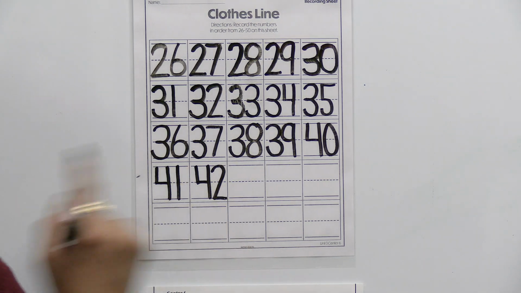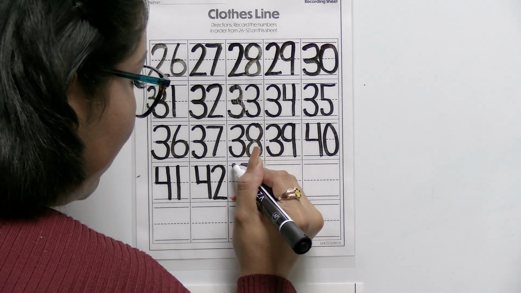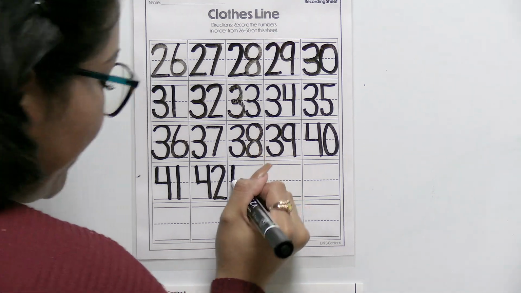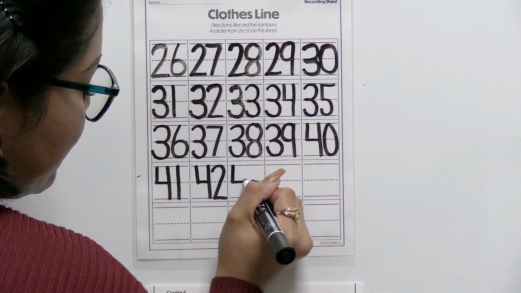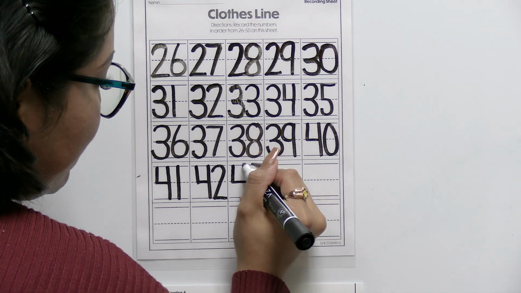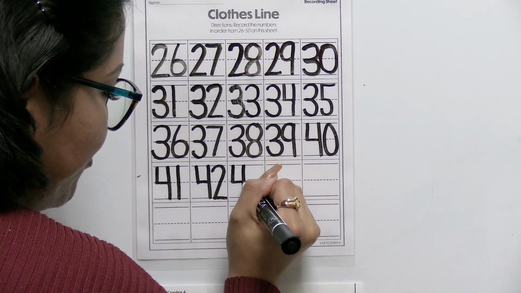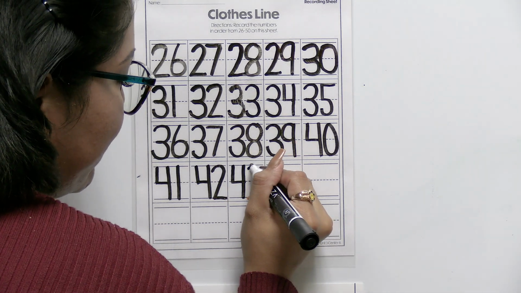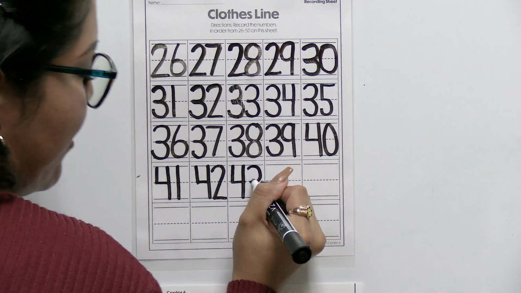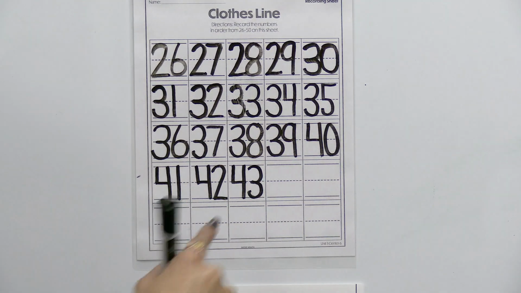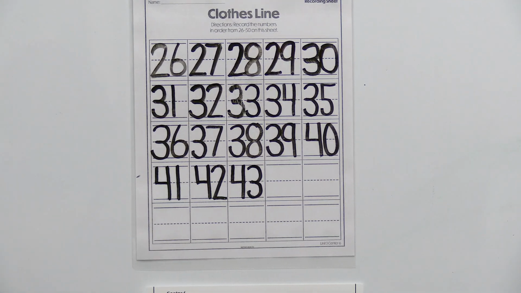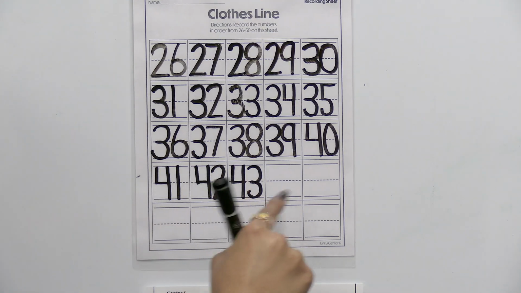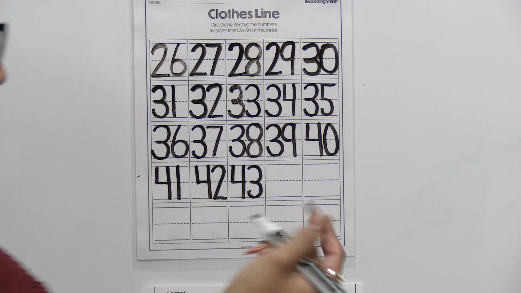43. So let's start with our number 4. Starting at the top, stop at the dotted line, go across, pick up your pencil, start at the top and then go straight down. 4. Now let's write the number 3. So starting at the top, loop to the dotted line and then loop to the bottom. 43.